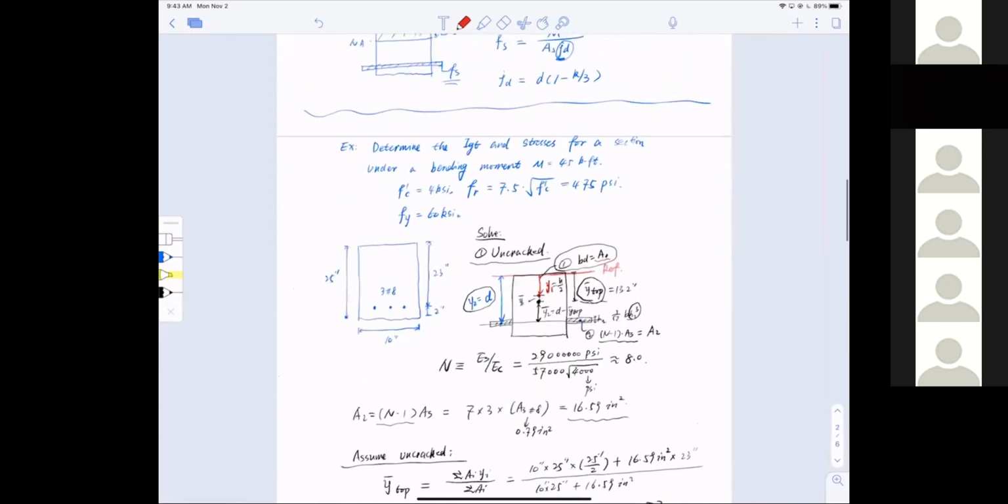Part A. And why do I call it part A? Because I said let's apply a moment of 45 kip-feet. And now let's introduce part B, in which the moment will be increased to 90 kip-feet, double it. I want you to recompute the stresses in the section.